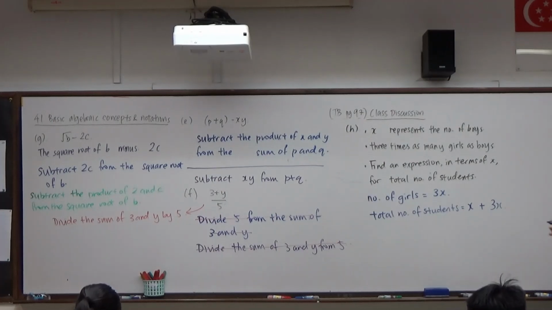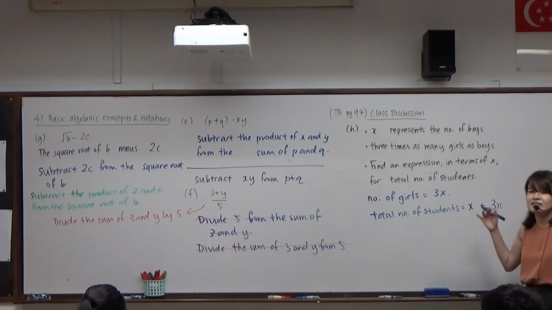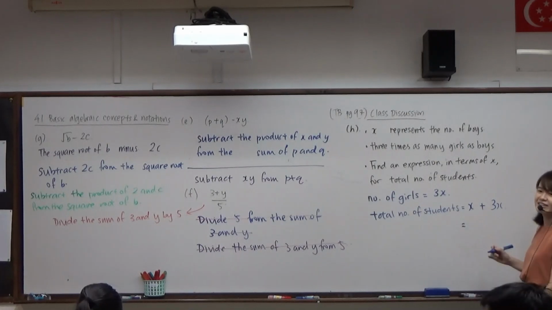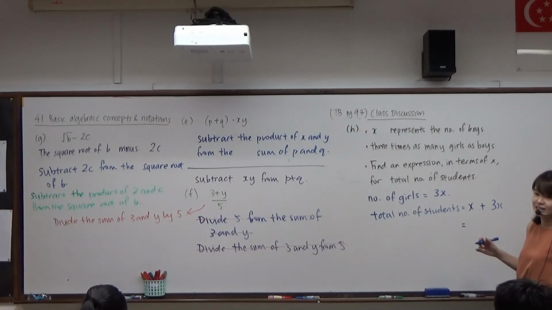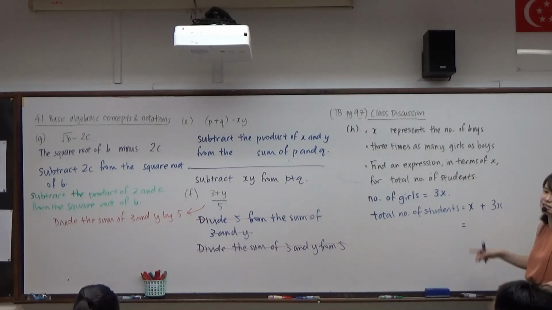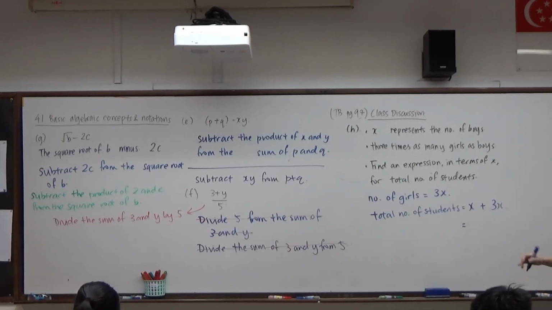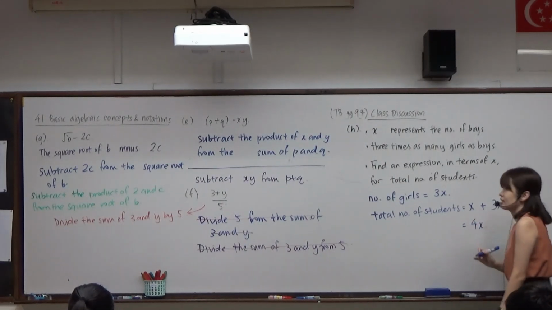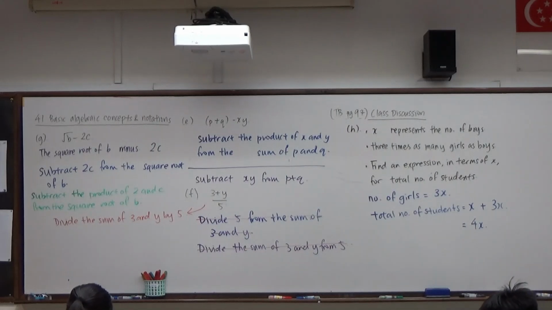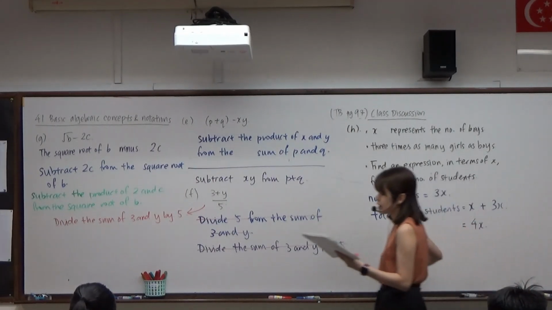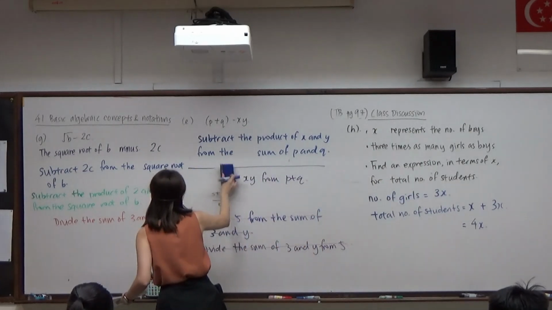Ethan, you have spoken too much. Let's see Inky. How many x's are there in total? 4x. So we should get 4x in total. Later on, we will be looking at addition and subtraction of the algebra also. So we need to know that x plus 3x is equal to 4x.